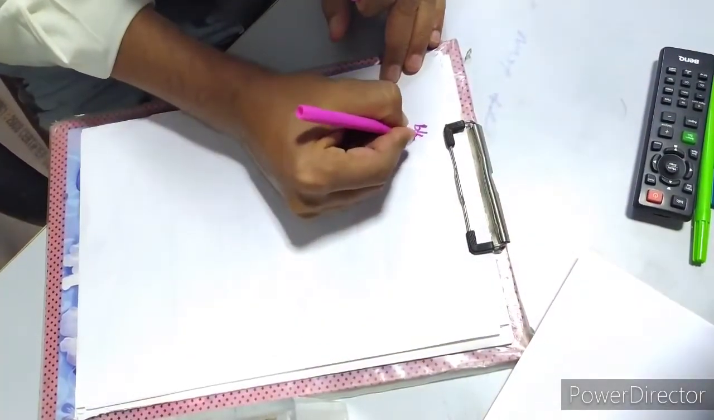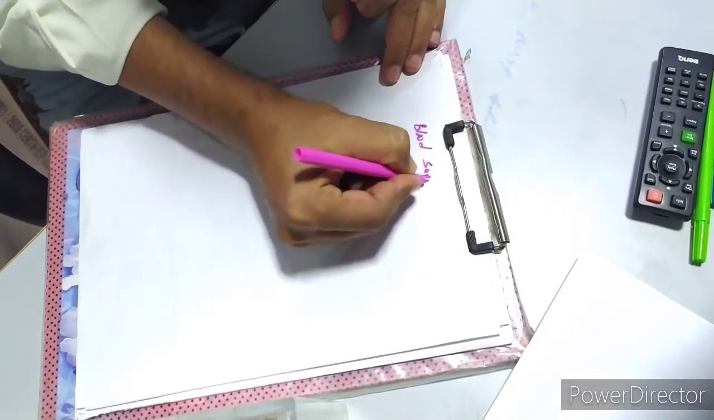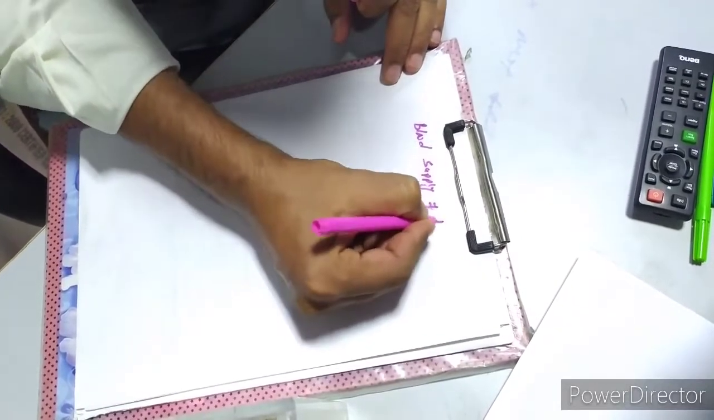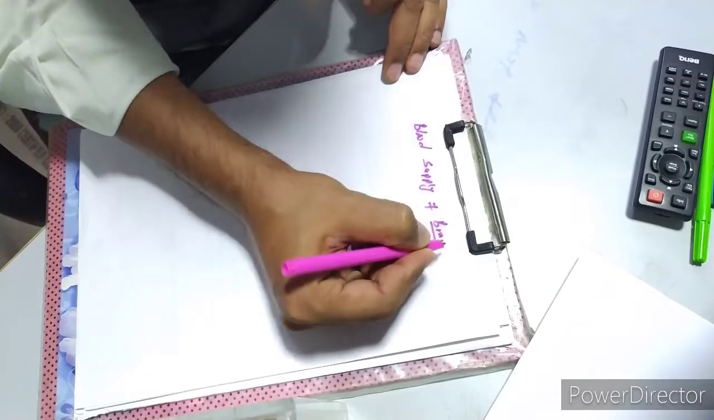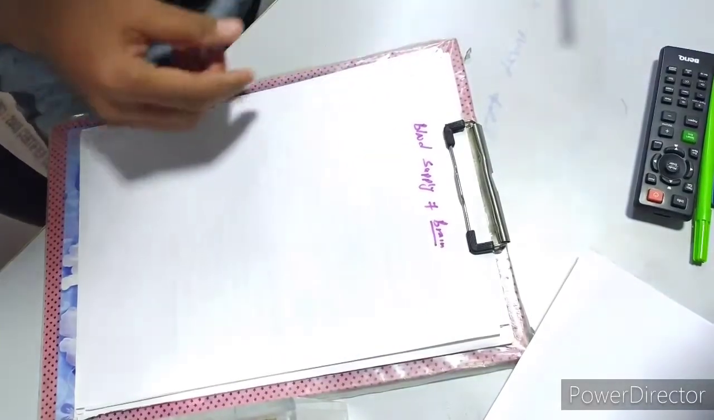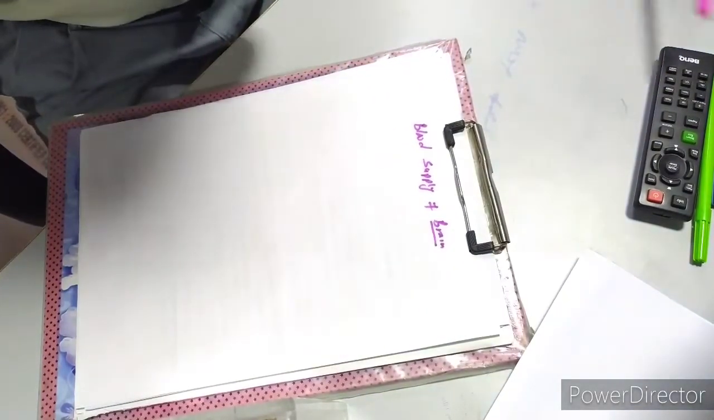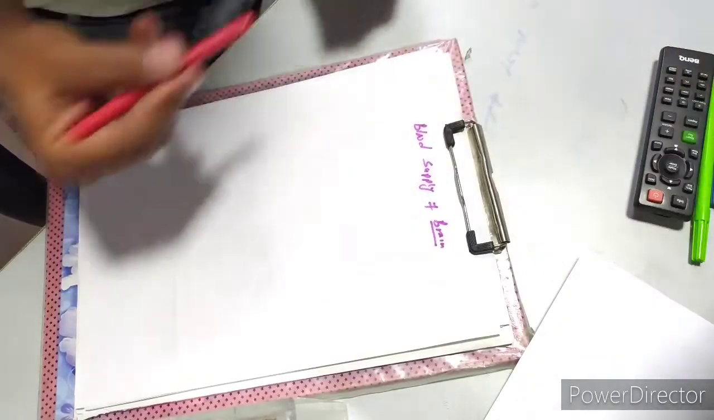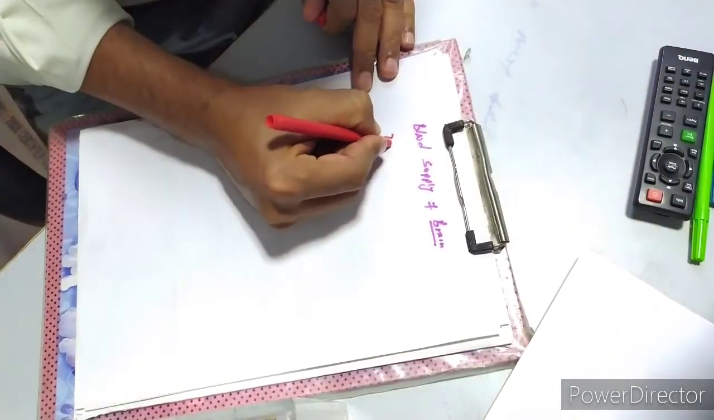Dear friend, today we will see the blood supply of the brain. Blood supply of brain. Okay. Whole of the brain is supplied by the two arterial systems. One is the internal carotid artery.